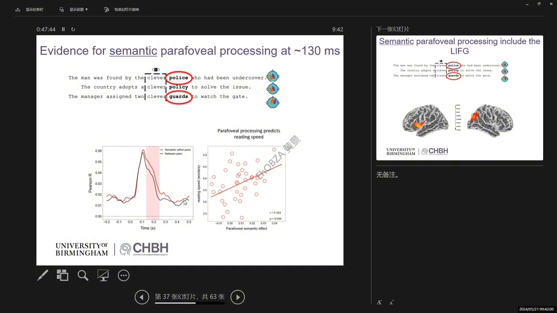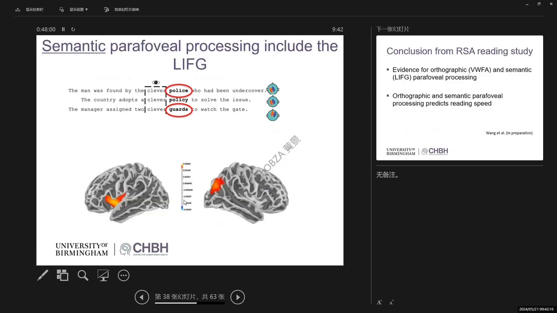Furthermore, this semantic parafoveal processing is predictive of reading speed. So this participant out here has a big difference in the correlations, but is also a fast reader. Okay, so again, we can localize that activity, and this activity is now localized to the left inferior frontal gyrus, right? So this is again done by a searchlight approach applied at source level. The left inferior frontal gyrus has, of course, been implicated in language processing, but also in semantic processing.